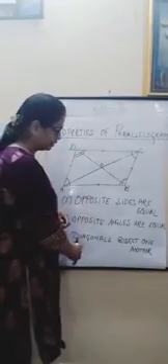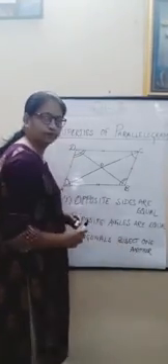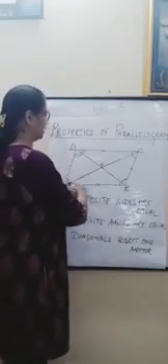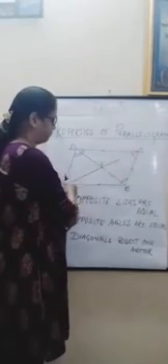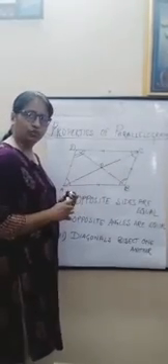The third one is diagonals bisect one another. Here you can see the two diagonals AC and BD. These two diagonals bisect each other at point O.